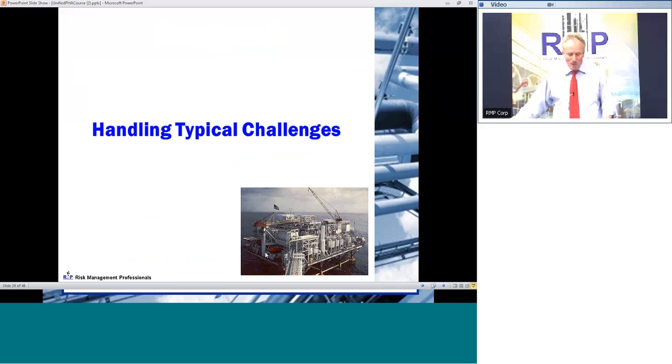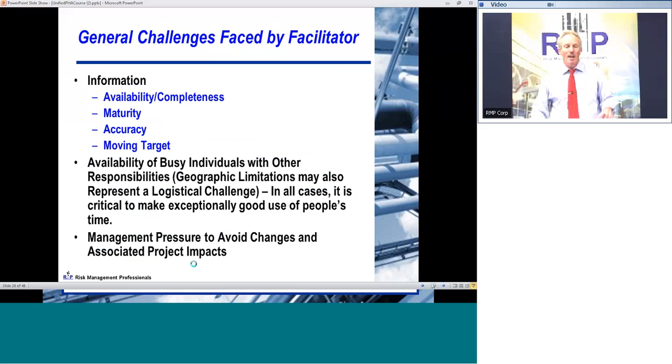So let's talk about typical challenges that can occur when you're applying these techniques. General challenges faced by a facilitator. I mentioned that the level of detail is dependent on the information available and the problems that you need to solve. Well, a lot of times, of course, during the design process, the information is being developed. So you have to be very sensitive to what's available, how complete it is, and how well thought out it is.